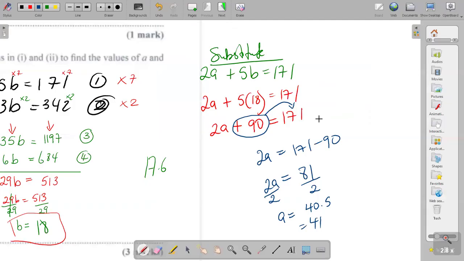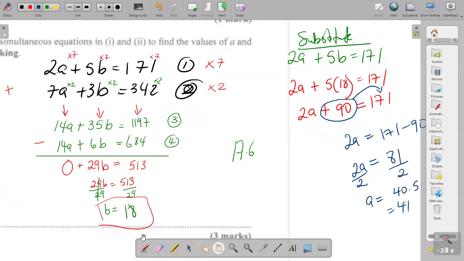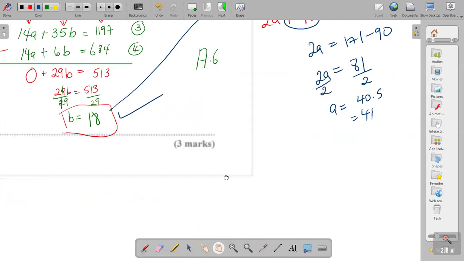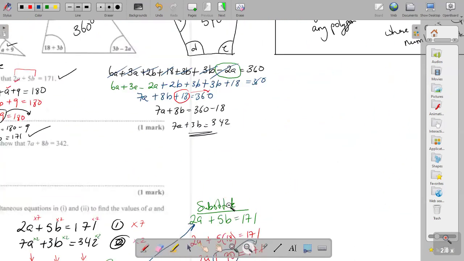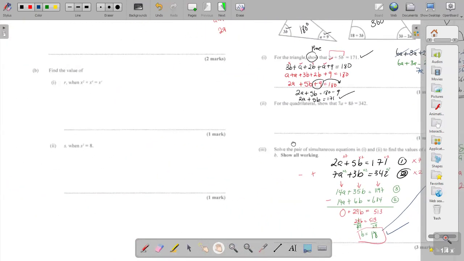All right. But everybody understand the steps? So the steps is eliminate one, find the value of one of them by doing the elimination, and then you take it and plug it into one of the equations, and then you transpose to find the other one, okay? All right, so I think that's it.